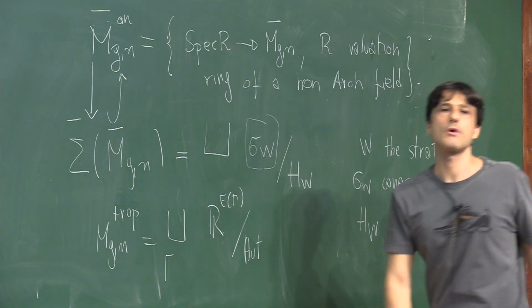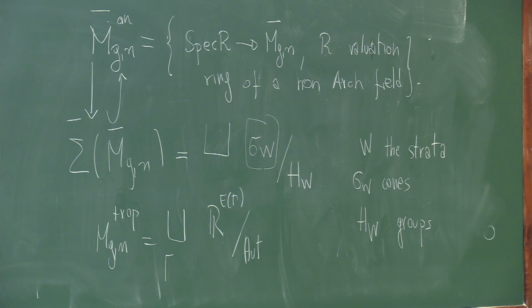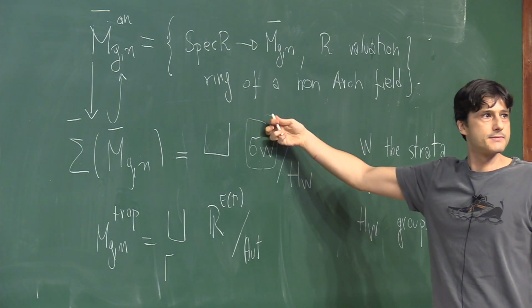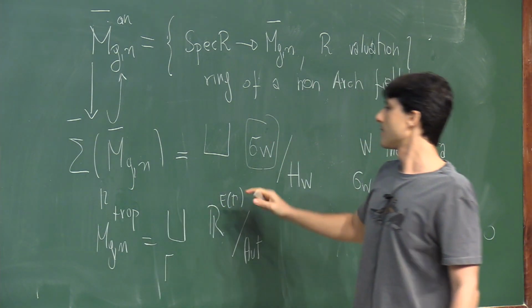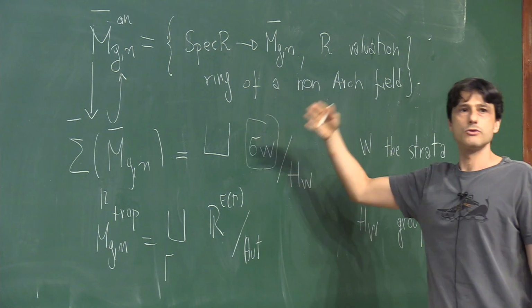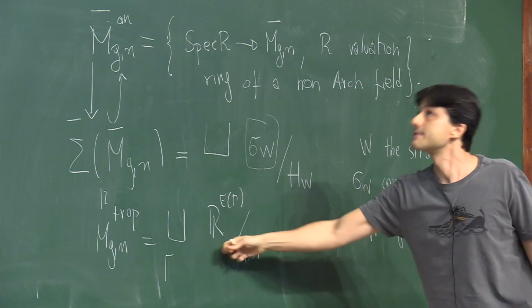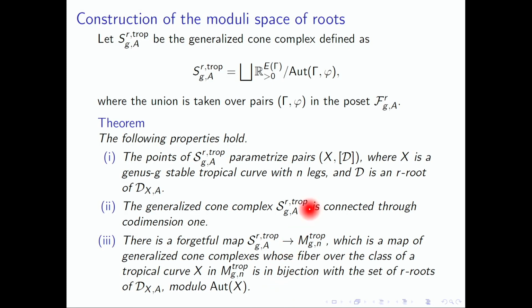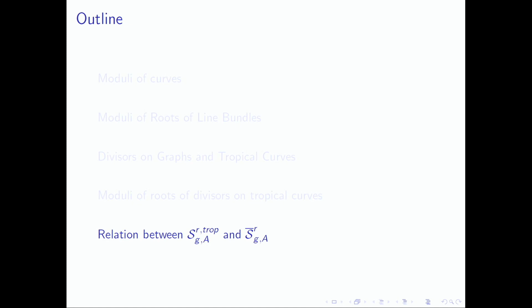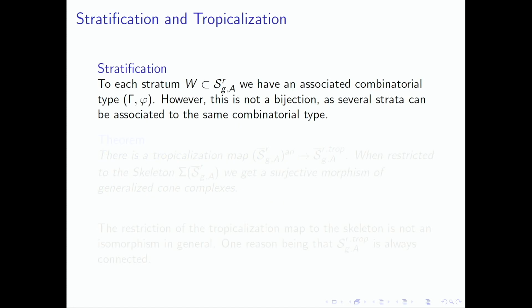And what I want to stress here is that we already have a bijection between these two objects, because when gamma runs through all stable curves of genus g, you have all the strata of the moduli space. So it is crucial for these two spaces to be isomorphic that I have a bijection between strata and these cells appearing in the moduli space of the tropical objects. I mean, this is the statement. To each stratum, we have an associated combinatorial type.